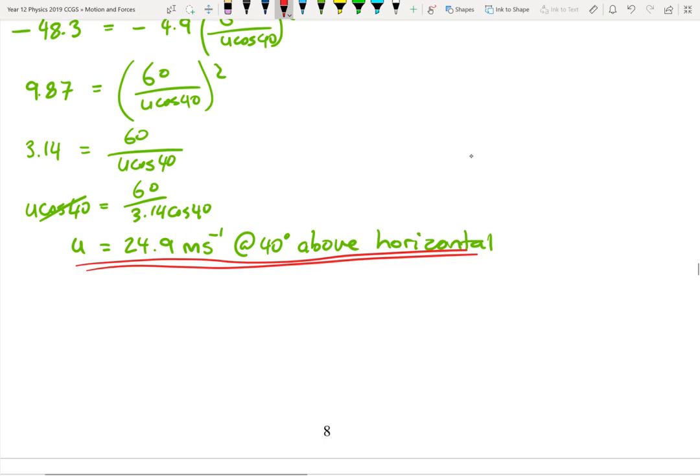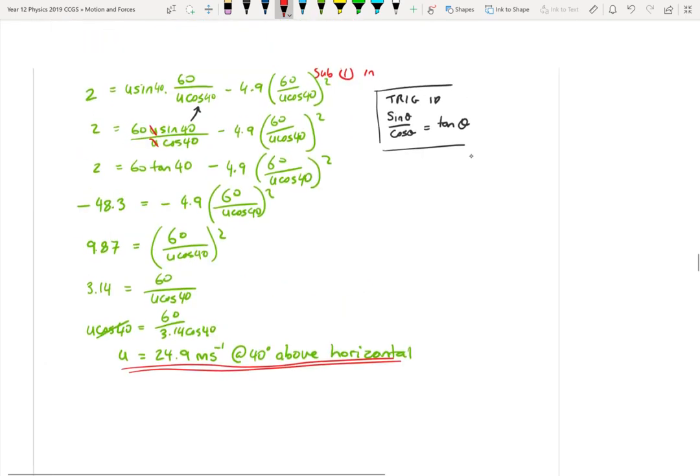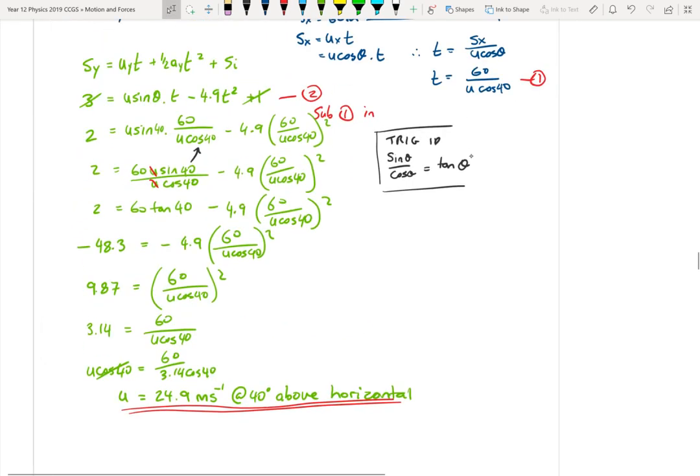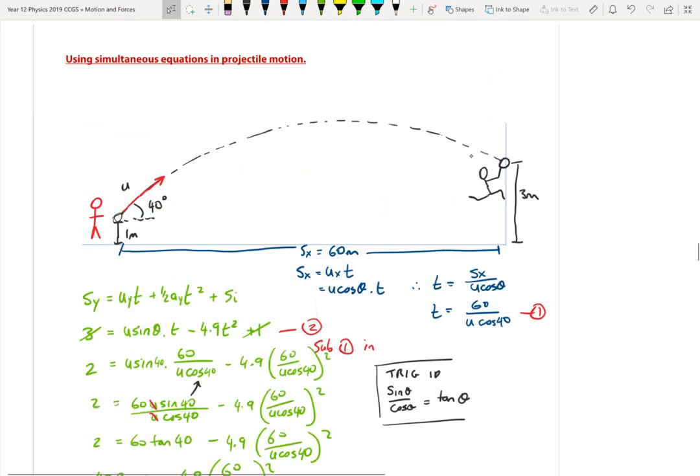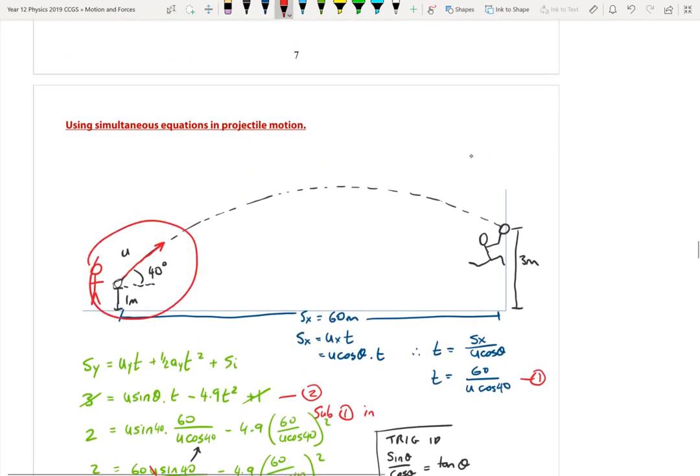Again, highly unlikely that this question would appear because of all the math steps. That's like 10 steps, 10 marks, and feel sorry for the kid that stuffs up step 2. Yes? How do you know it's 40 degrees above the horizontal? Because we were given that at the start. Yep, we were given the theta.